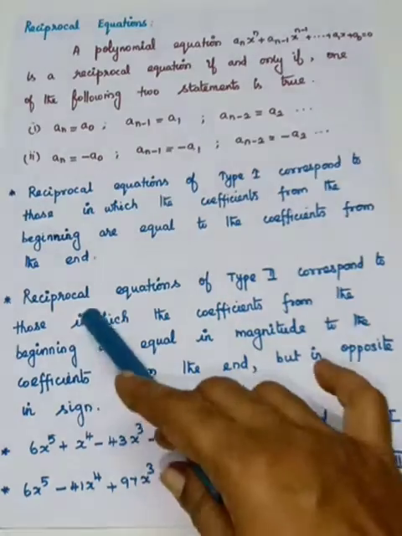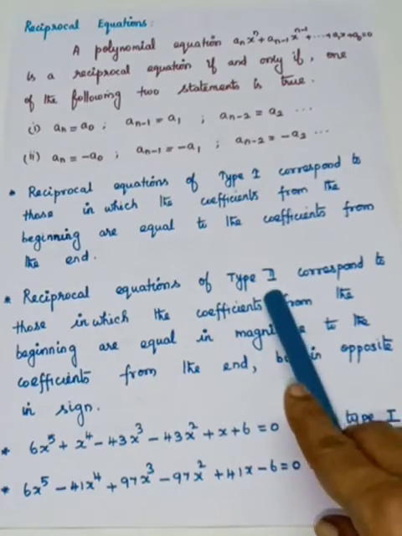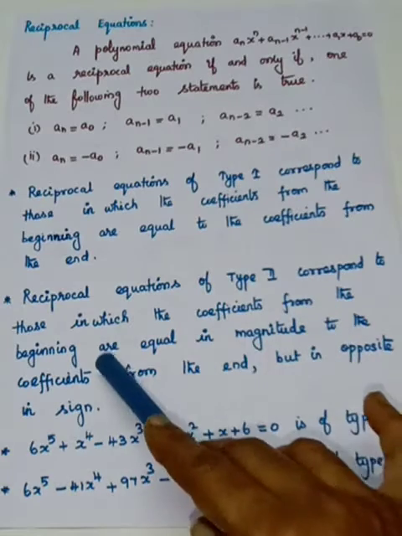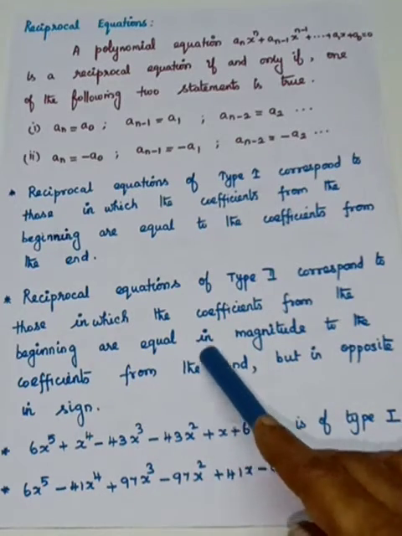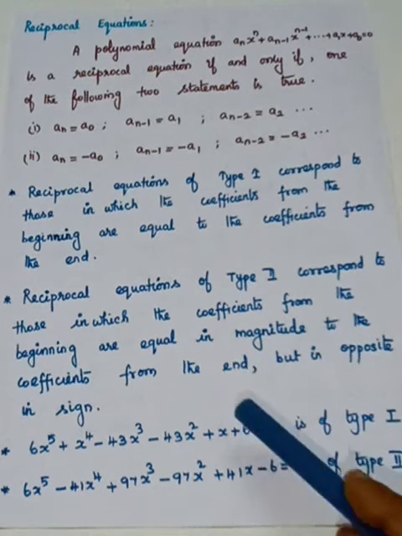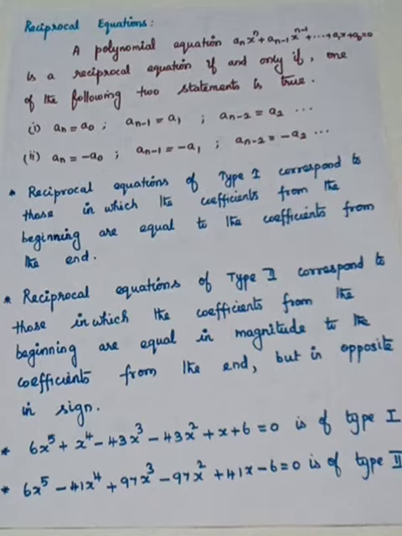The second one, the reciprocal equation of type 2, corresponds to those in which the coefficients from the beginning are equal in magnitude to the coefficients from the end but opposite in sign. So magnitude-wise they are equal, but one is plus and the other is minus. If you have that, it is a reciprocal equation of type 2.